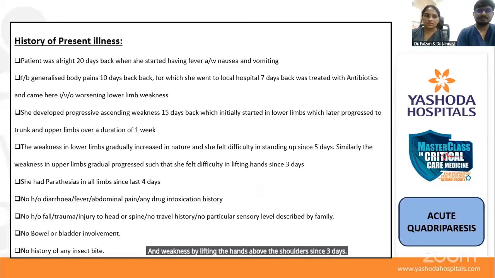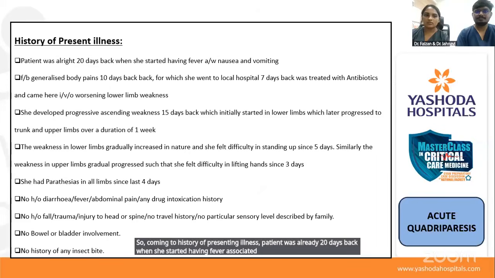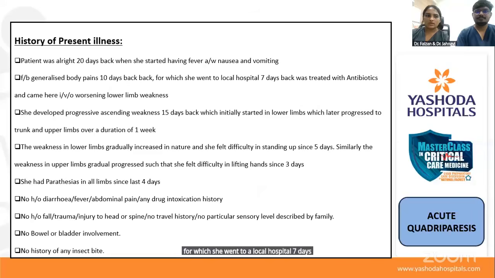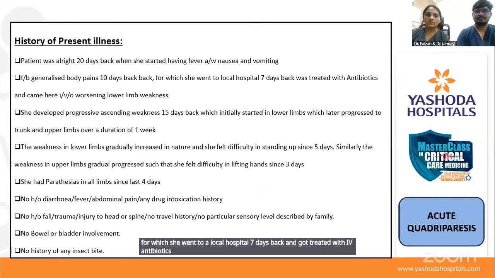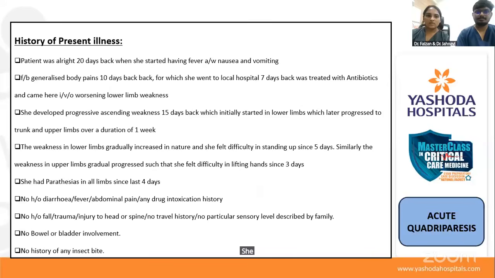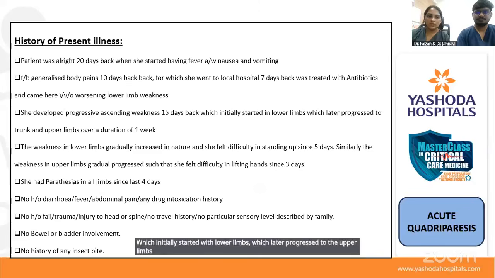Coming to the history of presenting illness, the patient was well until 20 days back when she started having fever associated with nausea and vomiting, followed by generalized body pain since 10 days, for which she went to a local hospital 7 days back and was treated with IV antibiotics, and came here with worsening lower limb weakness. She developed progressive ascending weakness since 15 days, which initially started in the lower limbs and later progressed to the upper limbs over a duration of 1 week.